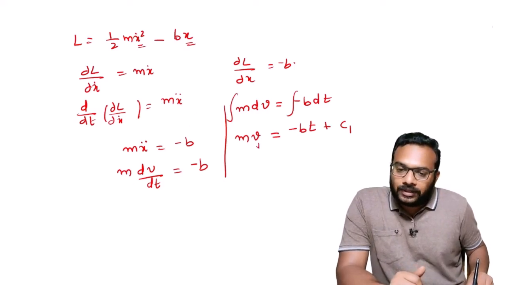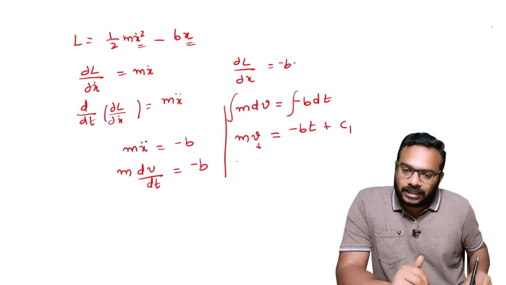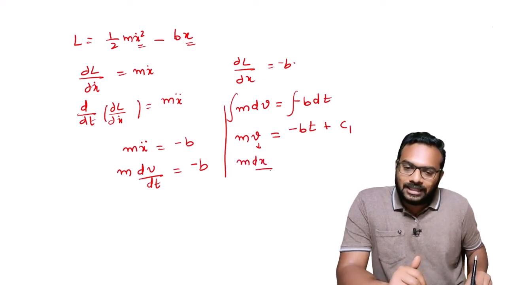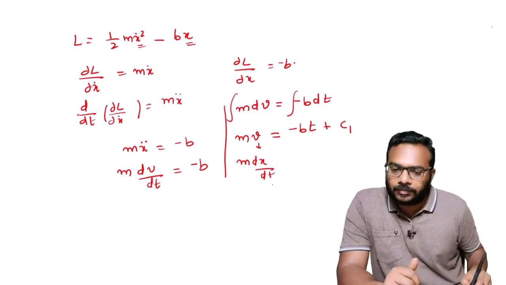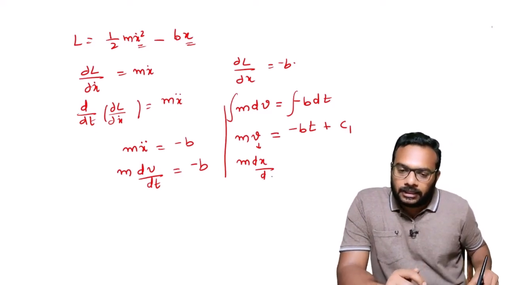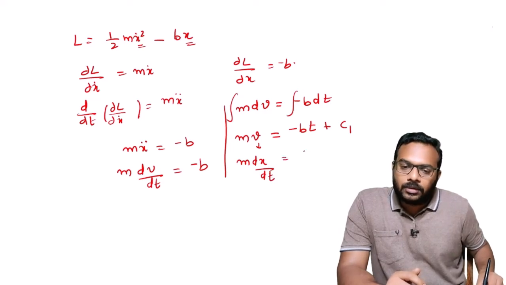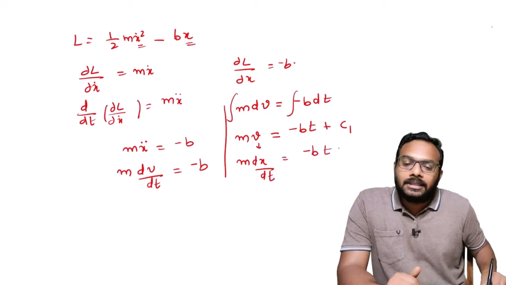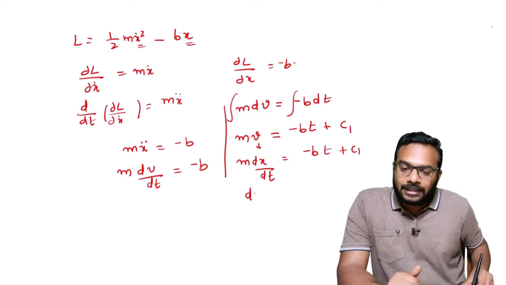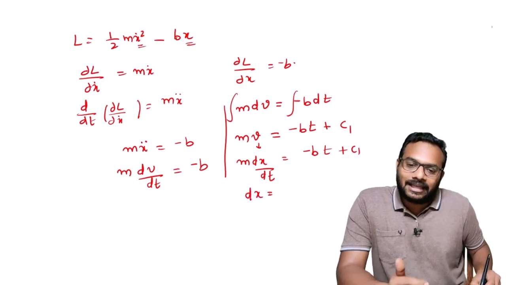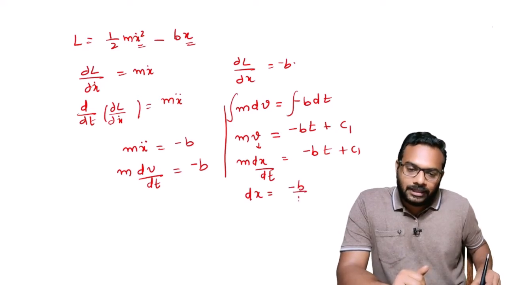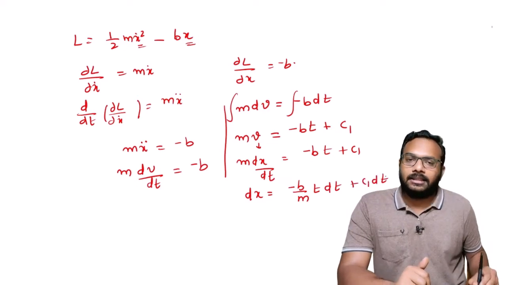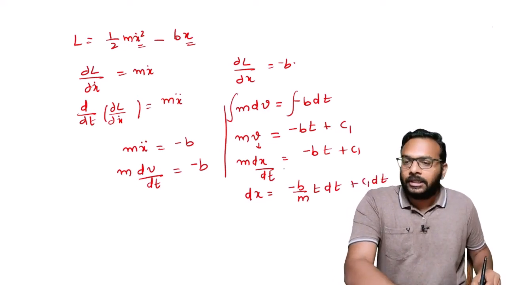Now we see this v. What is v? v is again dx by dt. So this equation means m dx by dt. Since it's a second order differential equation, we have to integrate it twice. m dx by dt is equal to minus bt plus c1. We are supposed to find x of t. So you see that dx equals minus b by m t dt plus c1 dt. Now you integrate on both sides.